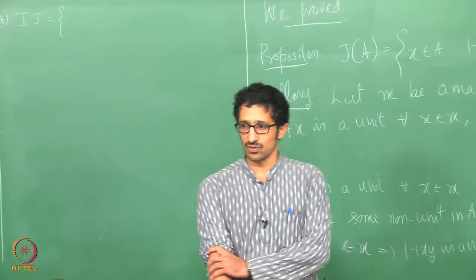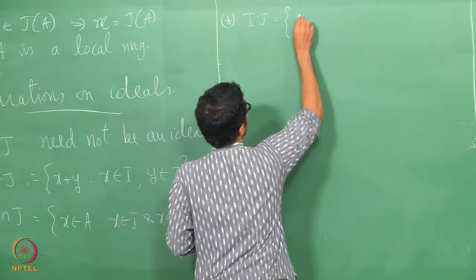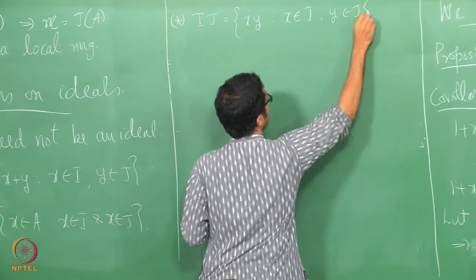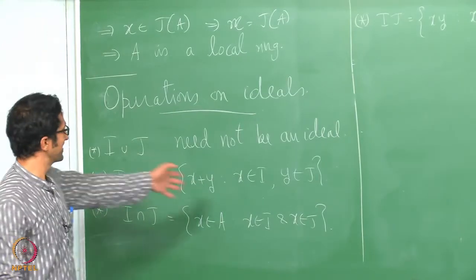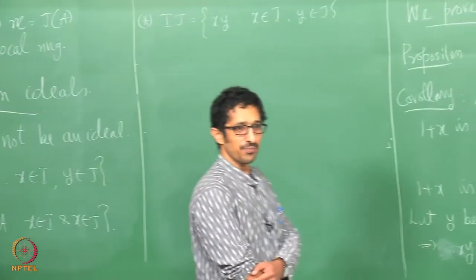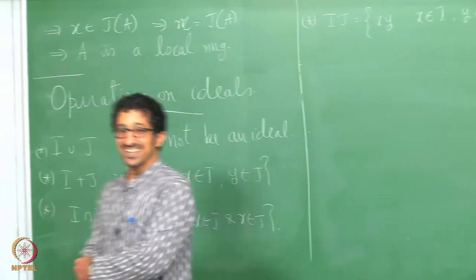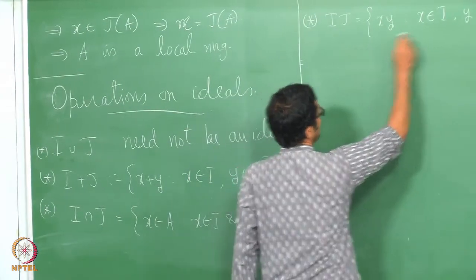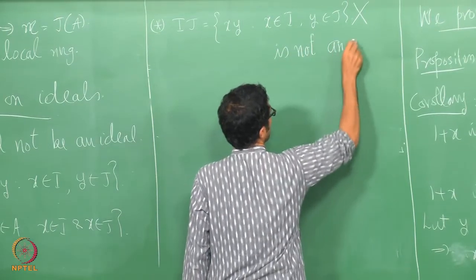So, what could this be, or what should this be? The set of products xy such that x in I, y in J. Why? This should be the natural definition, right? Why are you saying that this is not? Yeah. So if you define it like this, then this set is not an ideal.